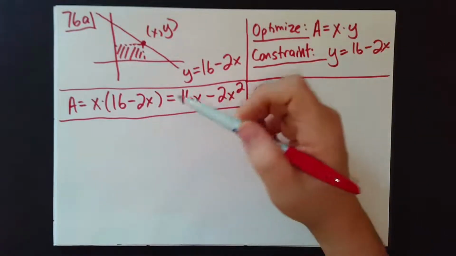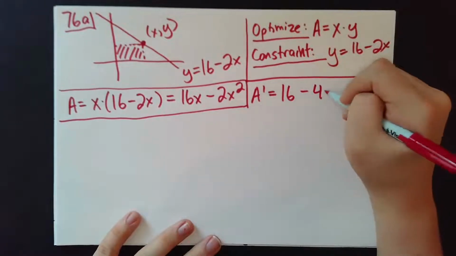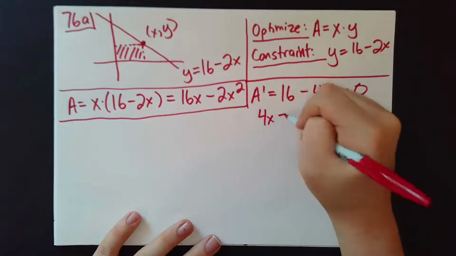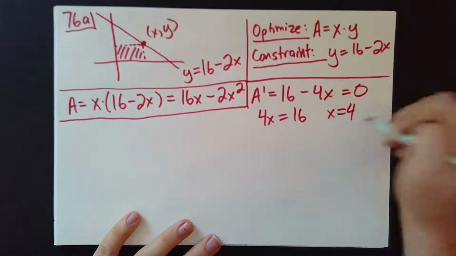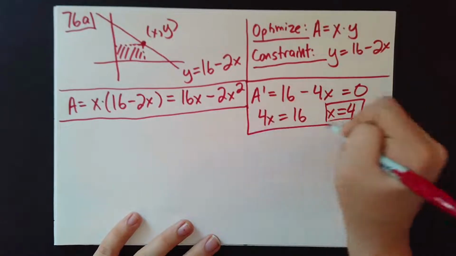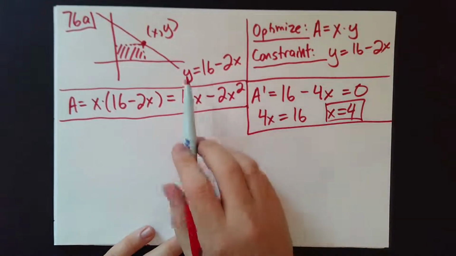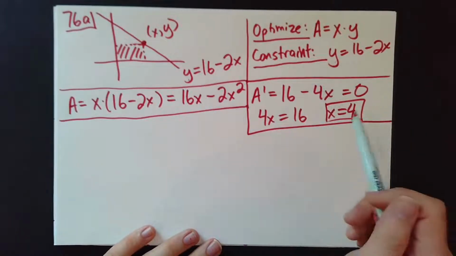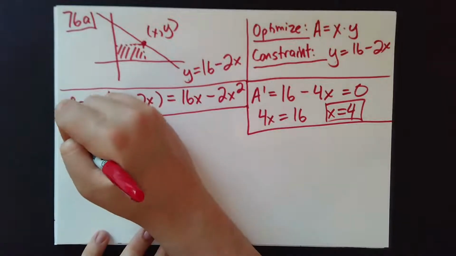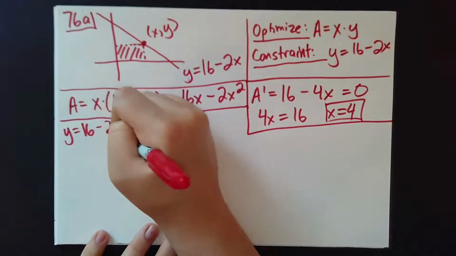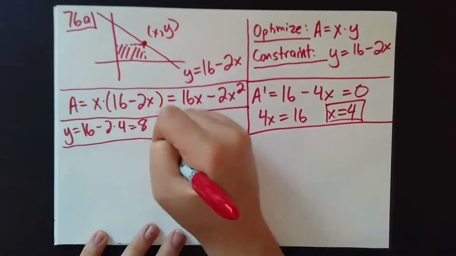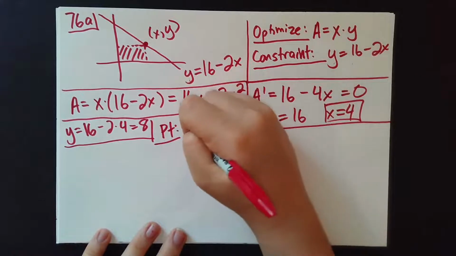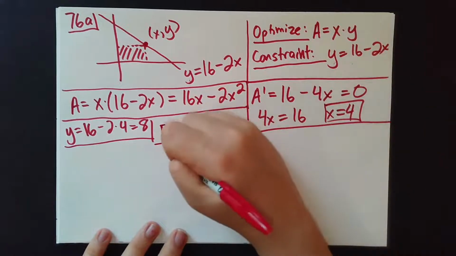So the derivative here will work out to be 16 minus 4x. I want to know when that is 0, which gives me 4x equals 16, which gives me x is 4. When x is 4, I look back to my original equation or my constraint, whichever one you want. They're the same thing. And I plug in 4, and so I learn that y is 8. And so that means the point in question is 4, 8, and the area is 32.